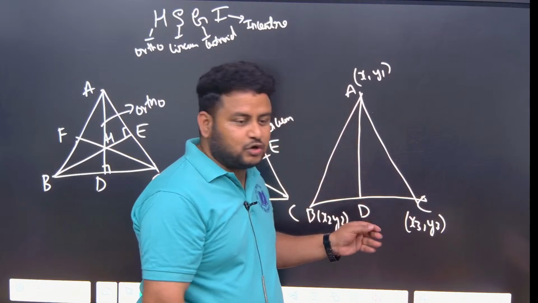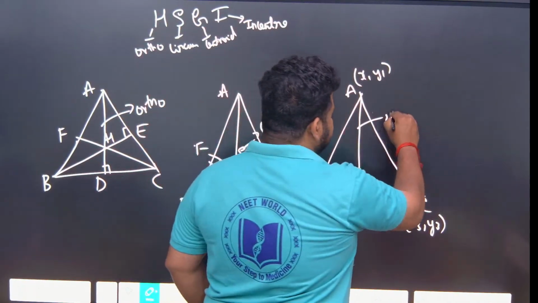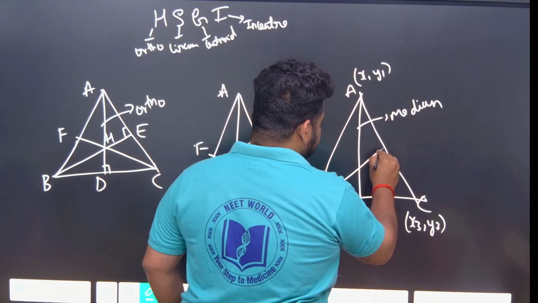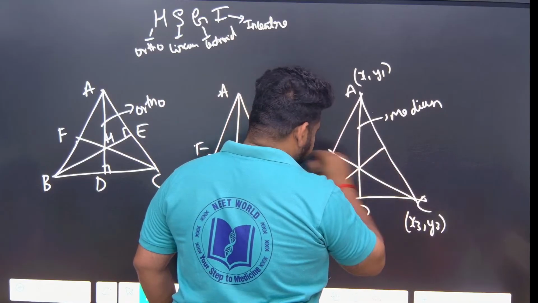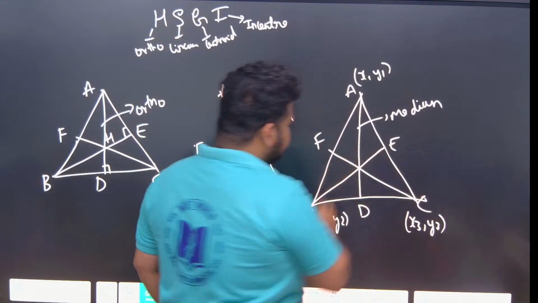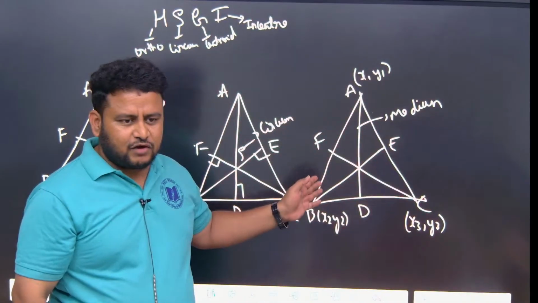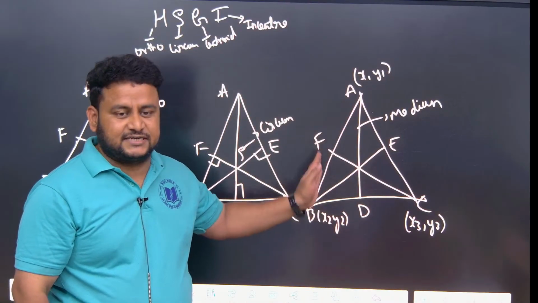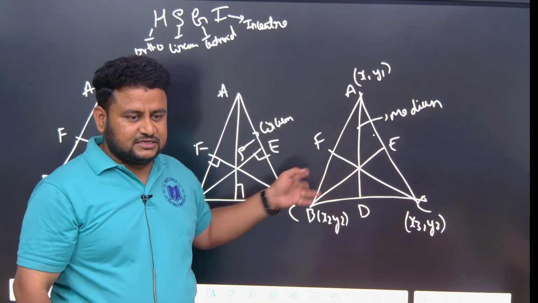This AD is called as what? Median. This AD is called median. Like that, if we draw three medians, this is one median, another median lies like this, BE and CF. They are all medians, and they bisect their respective sides. Suppose this side is 10, it will bisect into 5 and 5. This is 6, so 3 and 3. This is 8, so 4 and 4.